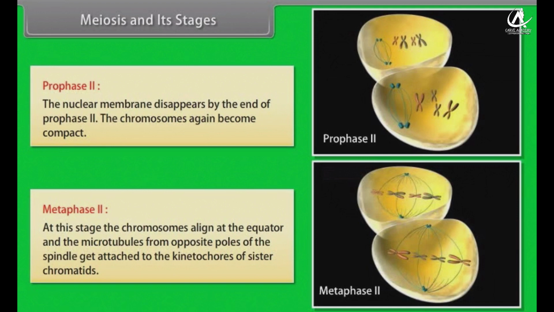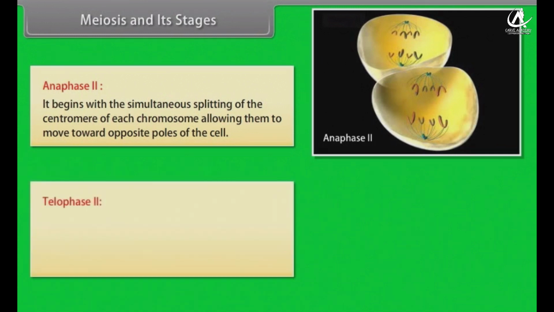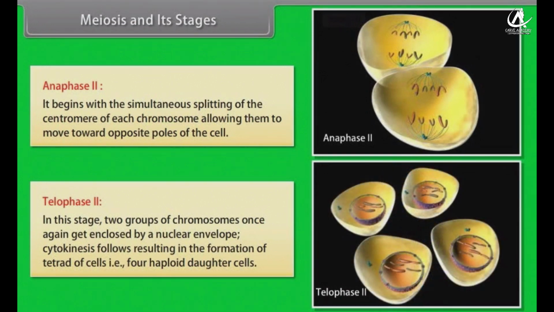Similar to mitosis, Metaphase 2 is followed by Anaphase 2. Anaphase 2 begins with the simultaneous splitting of the centromere of each chromosome, allowing them to move toward opposite poles of the cell. The last stage of meiosis is Telophase 2. In this stage, two groups of chromosomes once again get enclosed by a nuclear envelope. Cytokinesis follows, resulting in the formation of a tetrad of cells, that is, 4 haploid daughter cells.